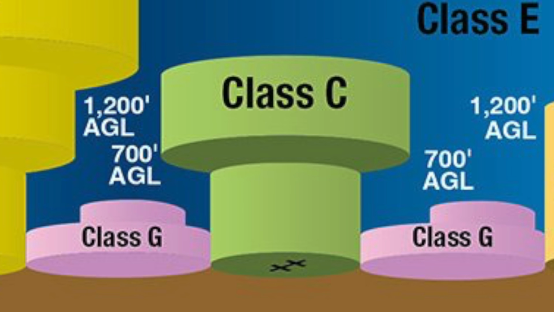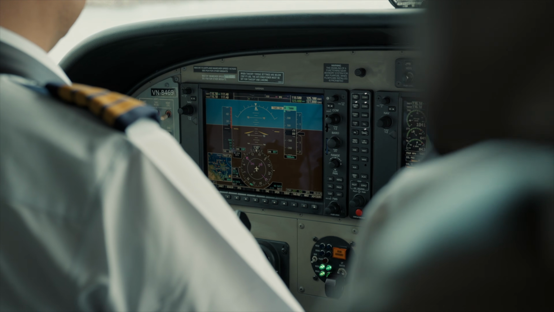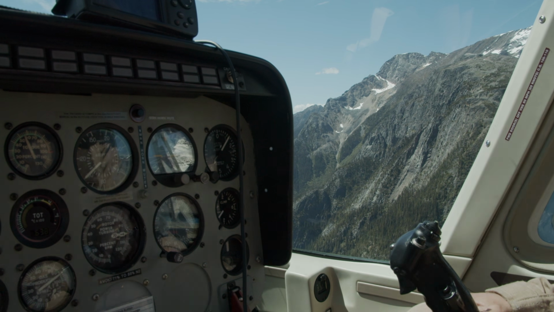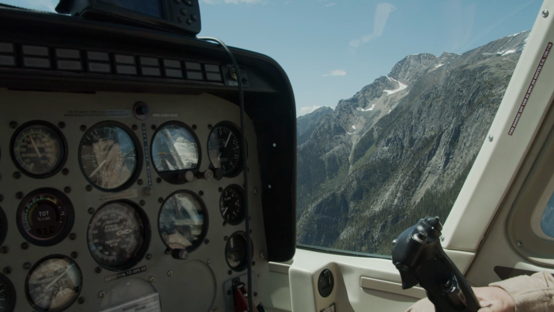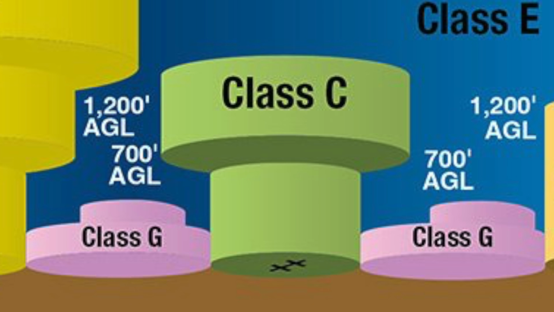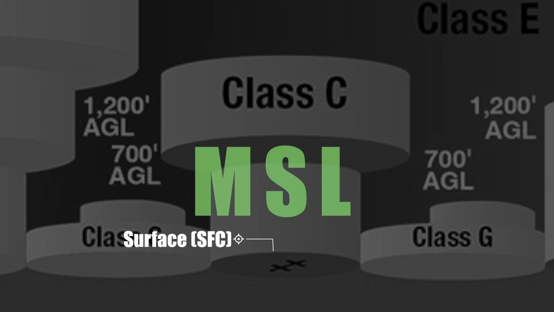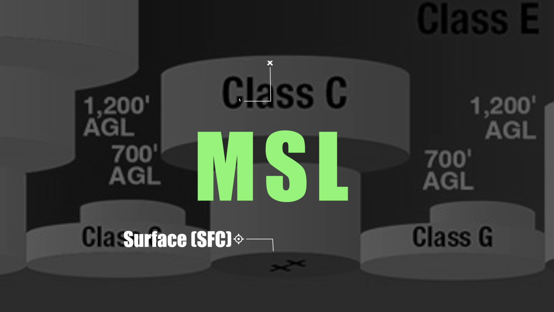Class C airspace surrounds the moderately busy airports. And these airports will fly instrument flight rules, as we mentioned for Class B, but they will also fly VFR, which is visual flight rules. Now, Class C airspace will also look like an upside down wedding cake with two layers. The inner layer, or the one that begins at the surface of the airport, will typically extend from the surface all the way up to 4,000 feet MSL.